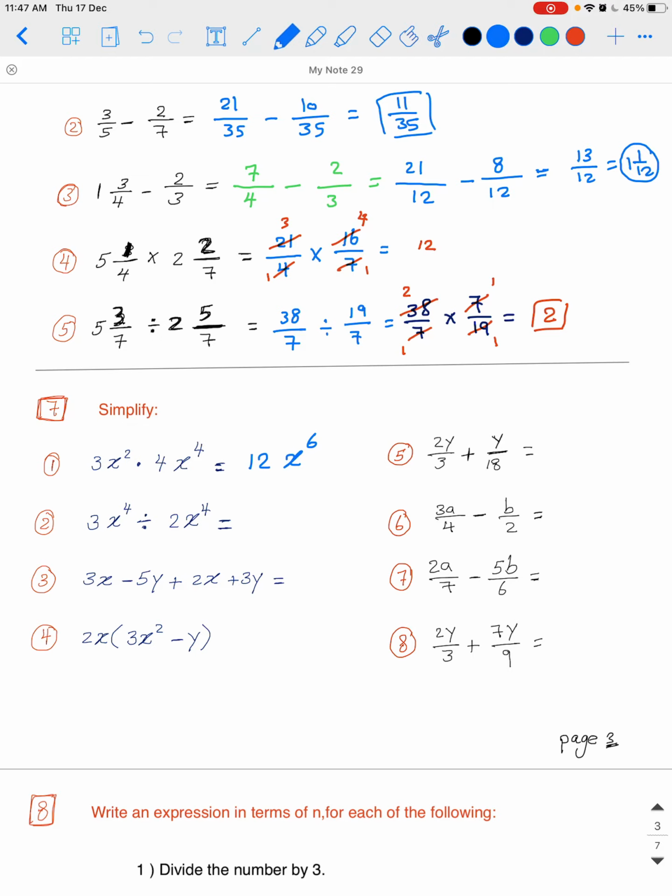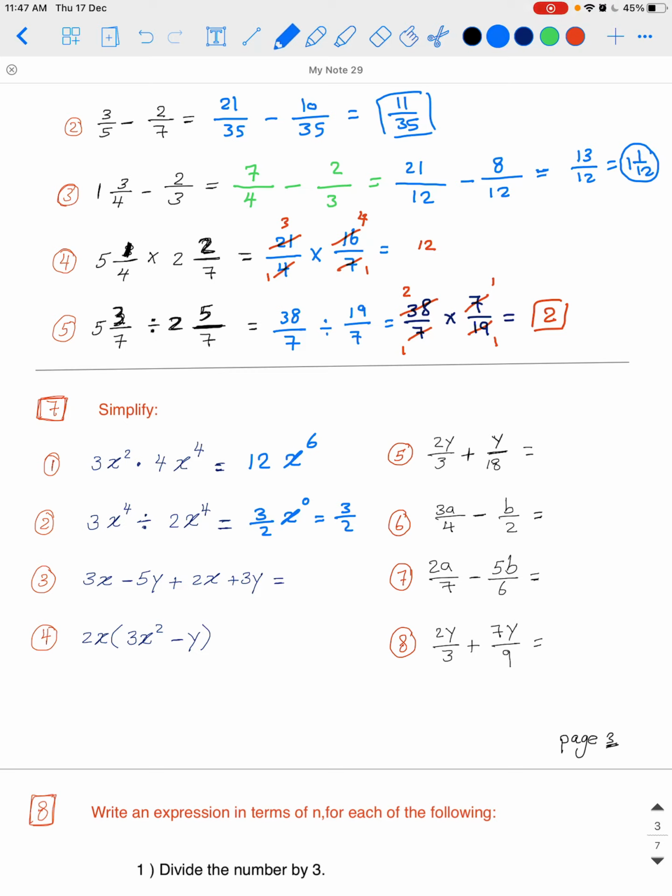Next one, it's 3 divided by 2. It can't be simplified, so I will just write 3 divided by 2. x^4 divided by x^4, that's 1. That's x^0, which means 1. x^0 because 4 minus 4 is 0. And x^0 means I won't write it because it's equal to 1.